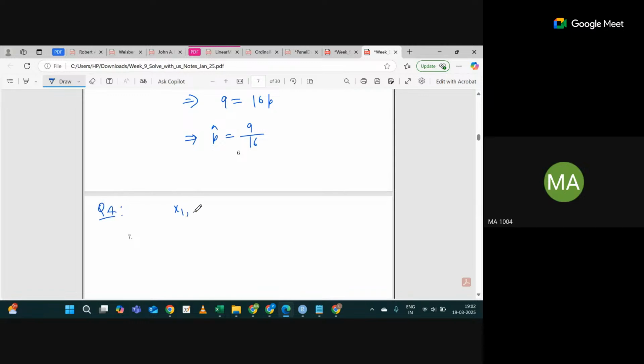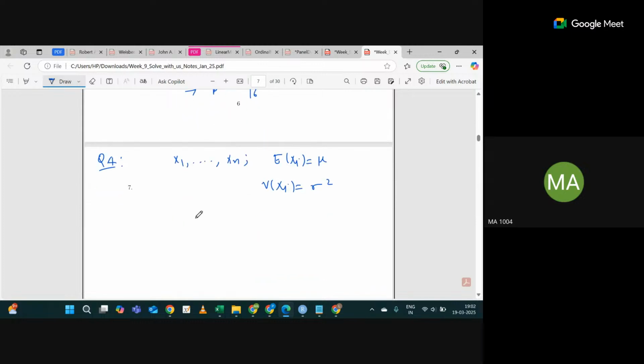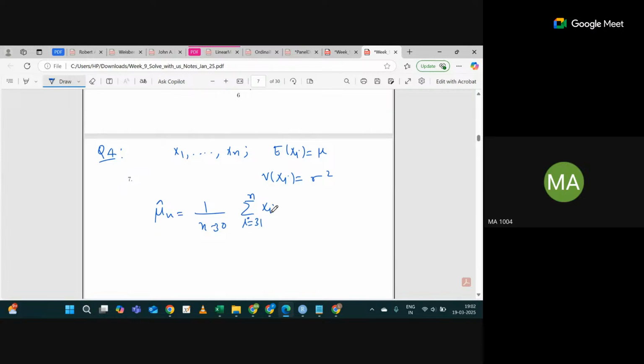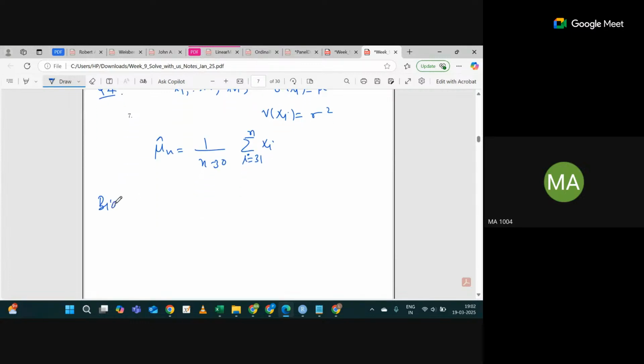So these are all x1 up to xn, with the expectation of each xi being mu and the variance of each xi given as sigma squared, and the estimator is given to us as 1 upon (n minus 30) times the summation from i equal to 31 to n of xi. You have to find the bias. So we know what the bias is. Bias of an estimator is nothing but the expected value of mu1 hat minus mu, right?